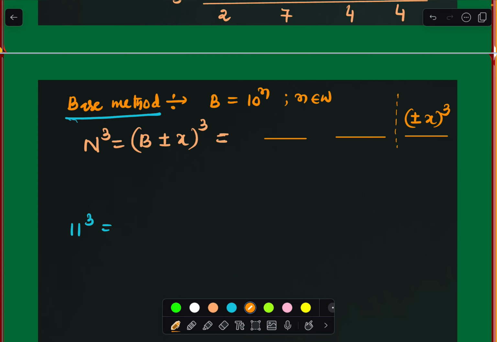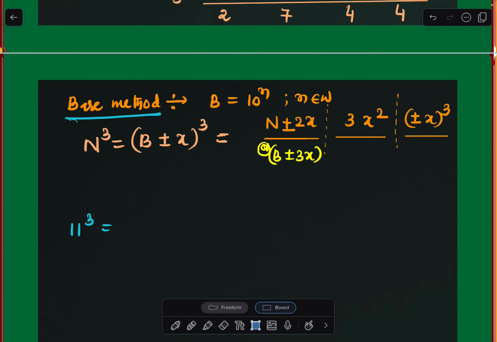Now, as many zeros as there are in the base, that many places we have to fill in, except the leftmost part. For the middle value we write 3 into plus or minus x whole square, that is 3x square. And for the leftmost part, we take the number plus 2 times its surplus, or minus 2 times its deficiency. In terms of the base, we write base plus or minus 3 times its surplus or deficiency. This is the technique in 3 steps.